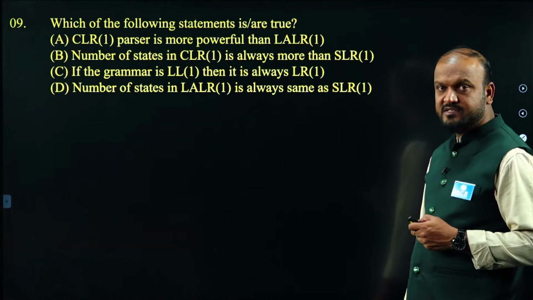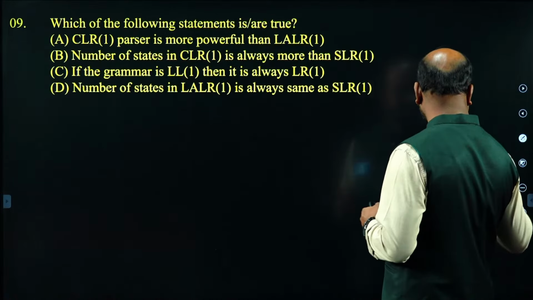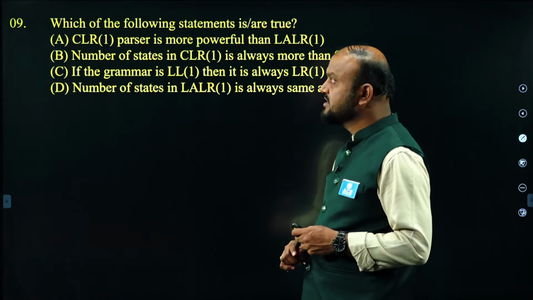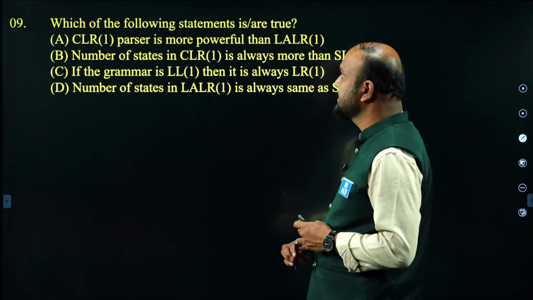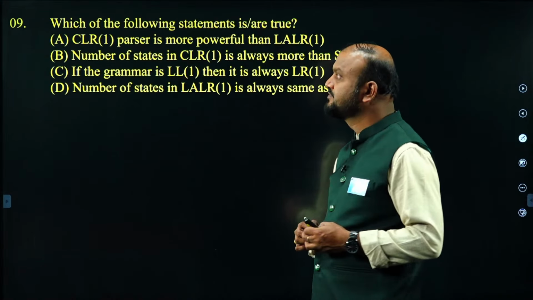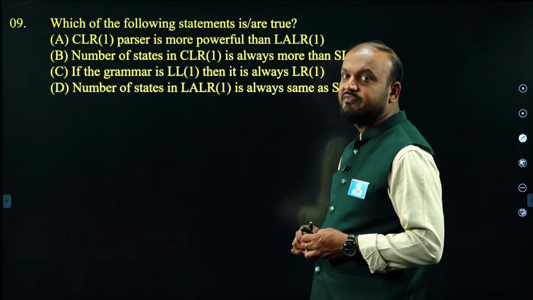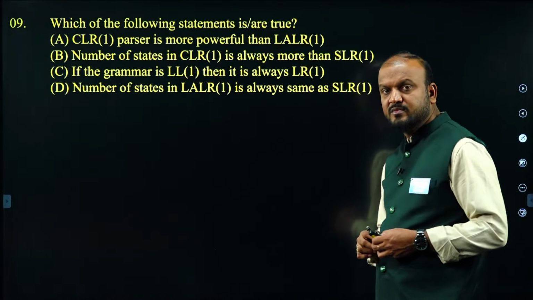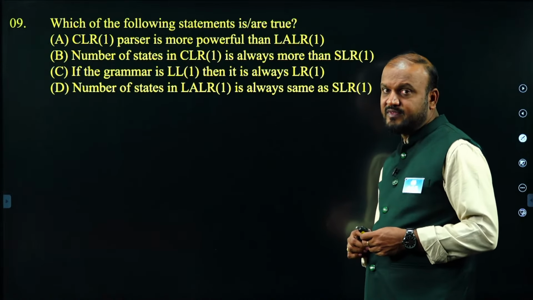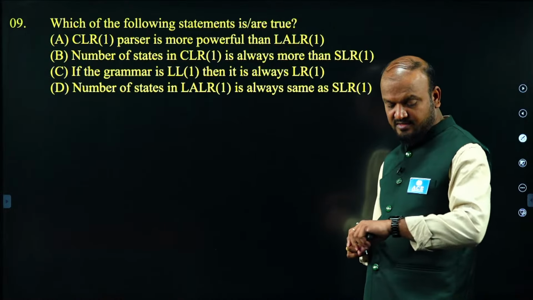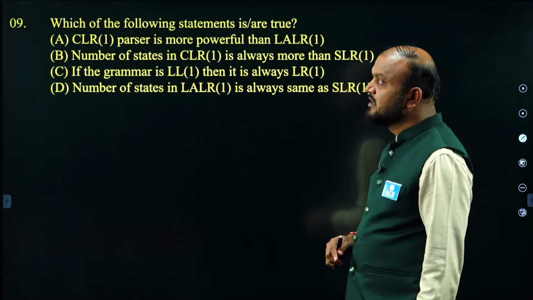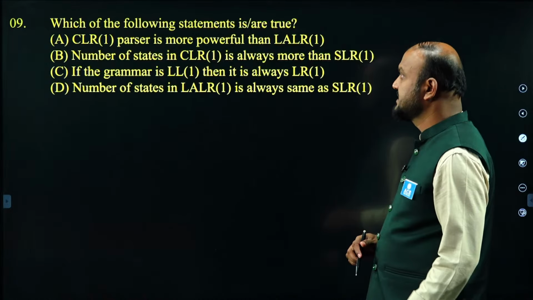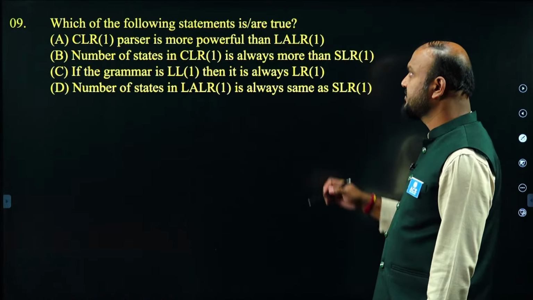Next are some theory questions. Here is one theory question for you. Which of the following statements are true? CLR of 1 parser is more powerful than LALR. Before I answer the questions, I suggest you solve and answer it. CLR of 1 parser is more powerful than LALR. CLR means LR of 1, which is more powerful than LALR.